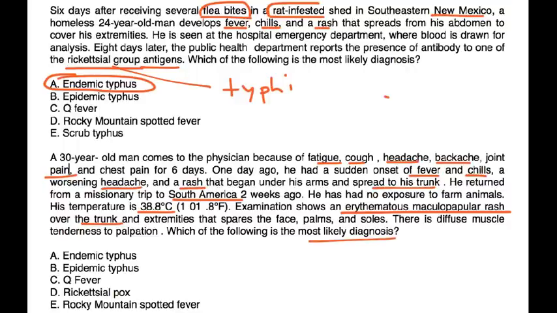He has all the classic symptoms. He has the rash, and he has the recent trip to South America. And although the clinical vignette is not extremely specific, it does give you enough clues to point to epidemic typhus, which would be choice B.